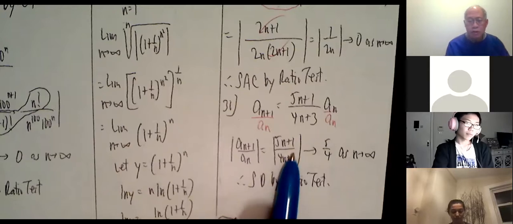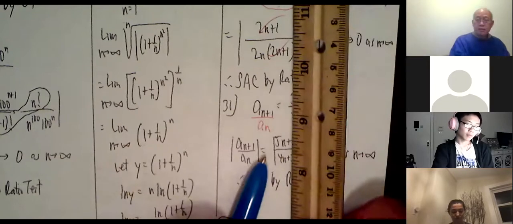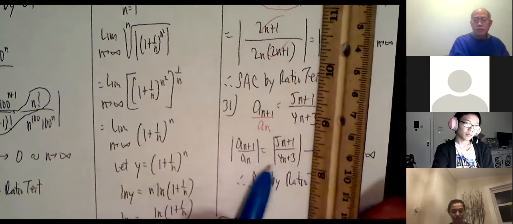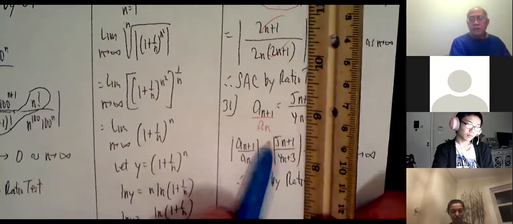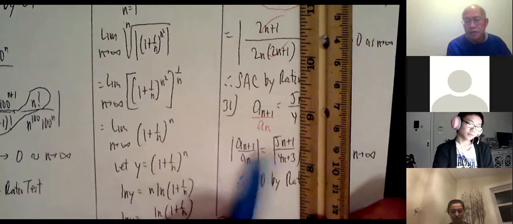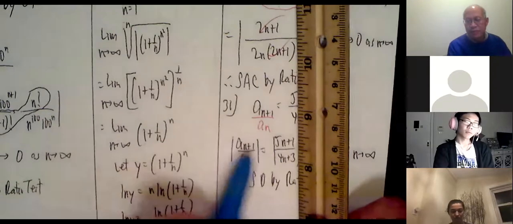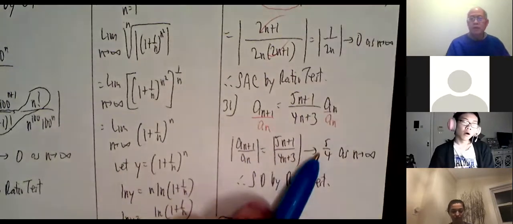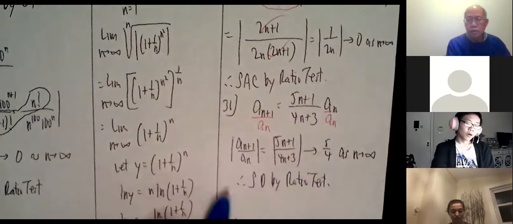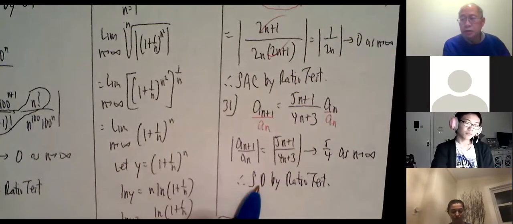Right? Just drop the 1, drop the 3, right? 5n plus 1. You know, if n is a billion, you have 5 billion and 1 divided by 4 billion and 3. It's basically 5 billion divided by 4 billion, 5/4. That's bigger than 1. So therefore, the series diverges by the ratio test.